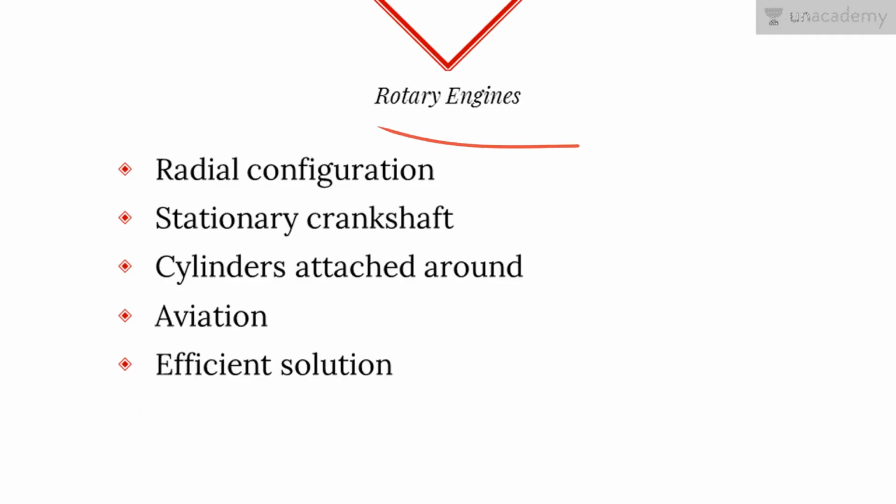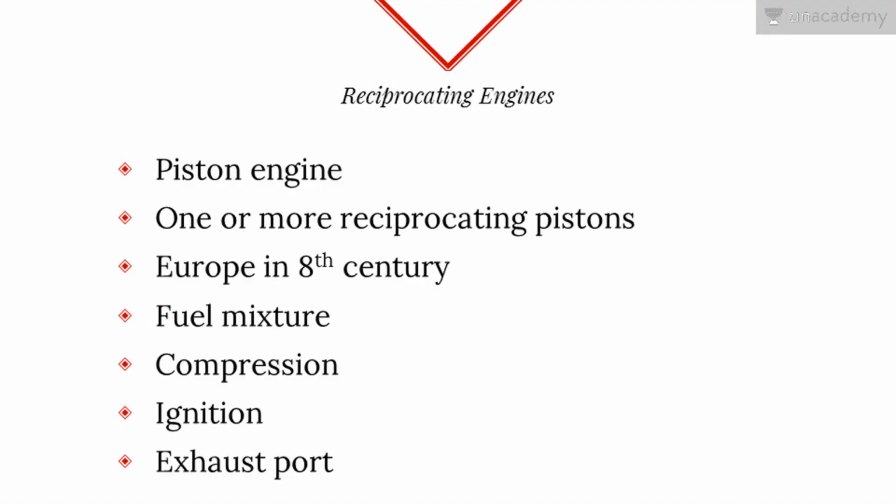Rotary engines are a type of heat engine usually designed with an odd number of cylinders per row in a radial configuration. They have a stationary crankshaft with cylinders attached around it, and they are widely used in aviation as they provide an efficient solution to the problems of power output, weight and reliability. The reciprocating engines are often known as piston engines because they use one or more reciprocating pistons to convert pressure into a rotating motion.